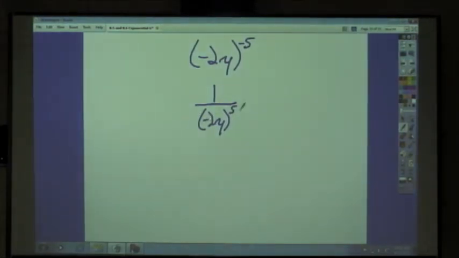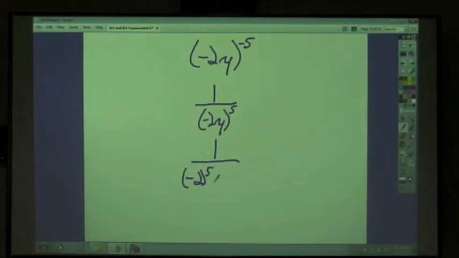Because what I can do now is actually do both of these things to the 5th power. Negative 2 to the 5th power and y to the 5th power. Negative 2 to the 5th power is going to be negative 32, and y to the 5th power is sitting there beside it.